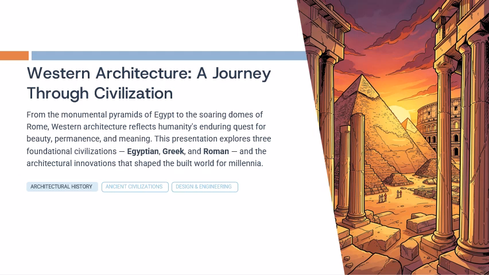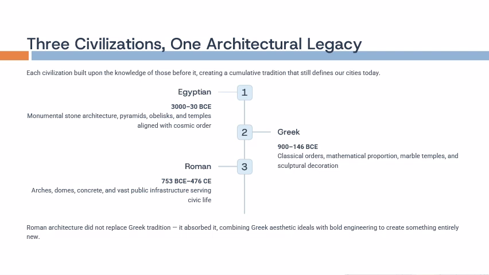So this presentation explores three fundamental civilizations, that is, the Egyptians, Greeks and Romans, and the architectural innovations that shaped the built world for millennia. So three civilizations and one architectural legacy. Each civilization built upon the knowledge of those before it, creating a cumulative tradition that still defines our cities today. First is the Egyptian, second is the Greek, and third is the Roman.